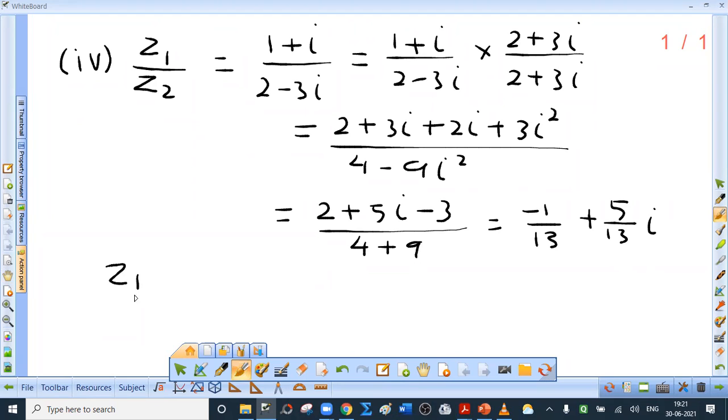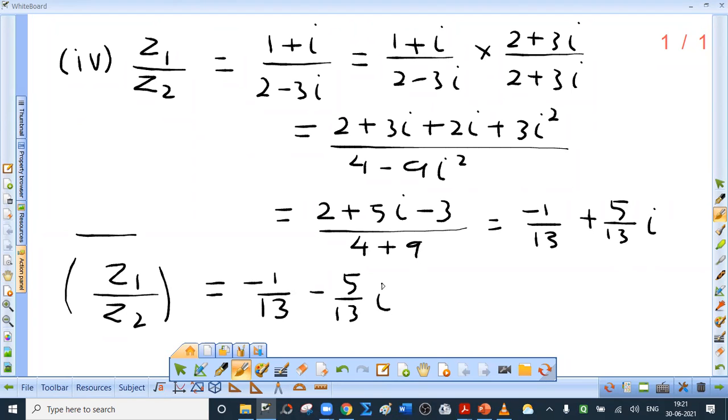So Z1 upon Z2, I'll put this in bracket, bar, that is complex conjugate, is minus 1 upon 13. You have to change the sign of imaginary part. Okay. So this is number 1. I'm getting that as minus 1 by 13 minus 5 by 13i. Now we will be finding Z1 bar upon Z2 bar. We must get the same.